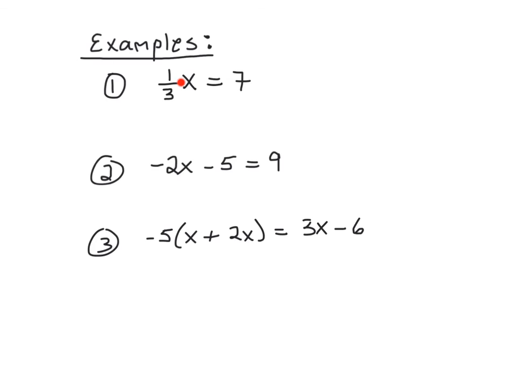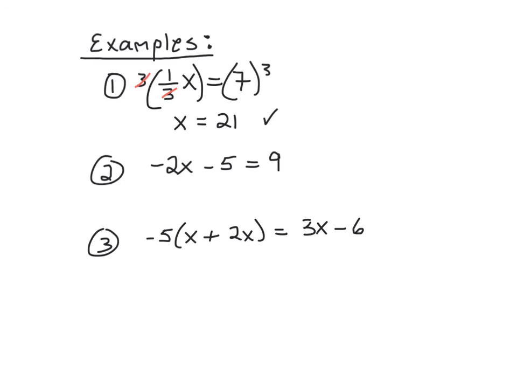I want to get rid of that 1/3, so if I'm dividing by 3, the opposite would be to multiply by 3. So I'm simply going to multiply this side by 3, and as long as I do it on the other side, I'm good. 3 divided by 3, well, those cancel and give me 1. So now all I'm left with on this side is x. And then on the other side, 7 times 3 gives me 21. And I have solved that one-step equation.